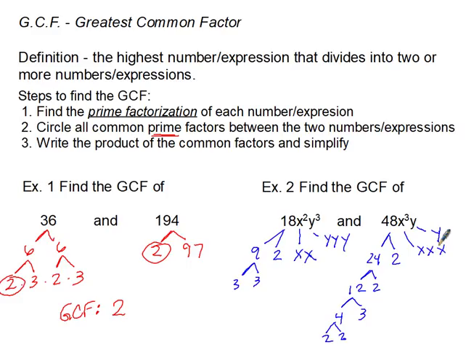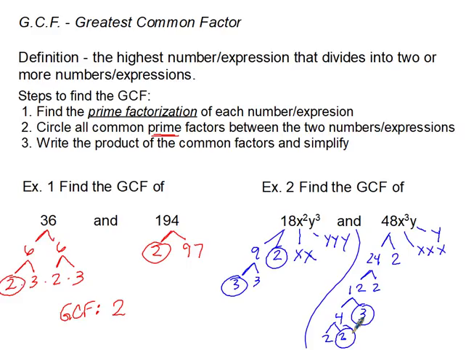Now, I want to go back through and circle all my common prime factors. So when I look at this, I have a 3 on this side, and I have a 3 on this side. I have a 2 on this side, and a 2 on this side. Numbers-wise, that's it. Yeah, I have a 3 over here, but there are no more 3s on this side. And I have 3 more 2s over here, but there are no more 2s on this side. So I'm finished there. I can't go any further.